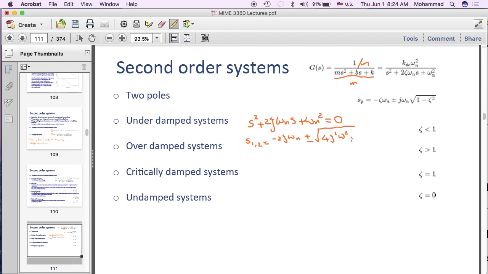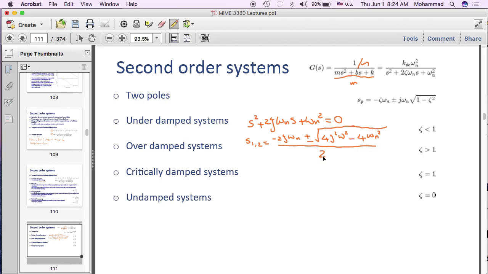minus 4a times c. A is 1 and c is omega n squared. So minus 4 omega n squared, divided by 2a. The whole thing is divided by 2a. A is 1, so it's divided by 2. So that's the quadratic formula for finding roots of a polynomial. What values will make the polynomial go to 0?